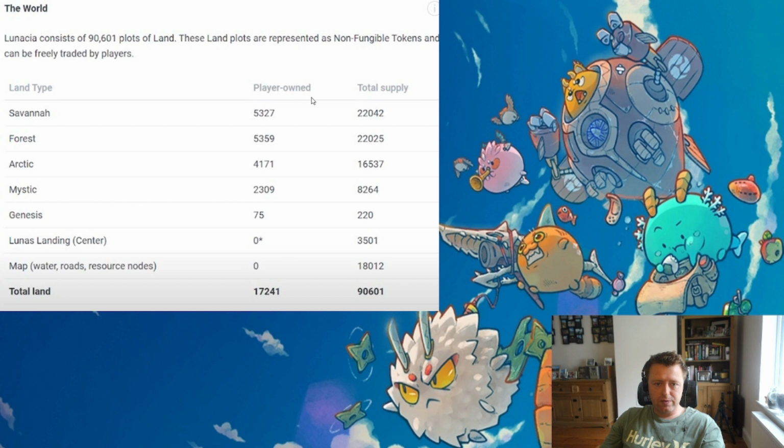And if we look here in terms of the land, there's a total supply of 90,000 plots of land, and 17,000 of them can be owned and freely traded by players. So just to highlight the divergence there, obviously it's an amazing game doing wonderful work, and the AXS token is exploding.